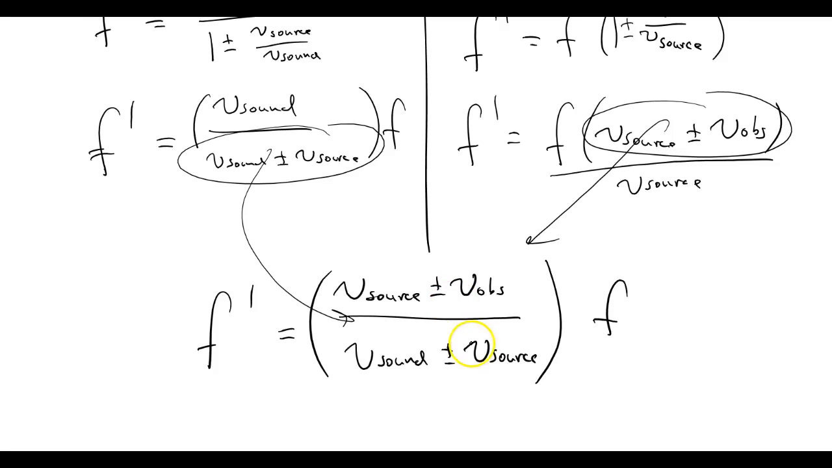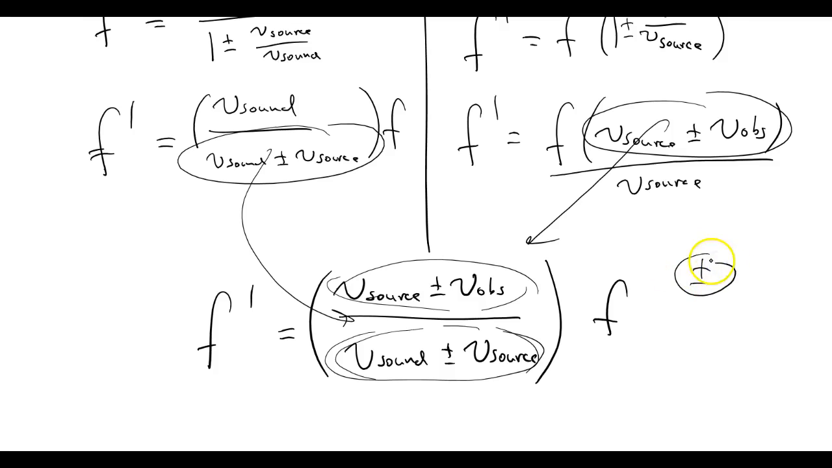All right, this part comes into play when you have a moving source and a stationary observer. This part comes into play when you have a moving observer and a stationary source. But here's the thing, when we do this both together, then we can handle a moving source and a moving observer. You still need to think about the pluses and minuses and how that's going to relate. We're going to talk about that in class.